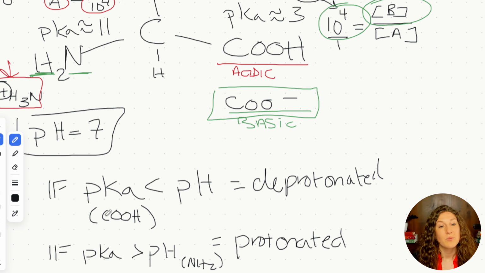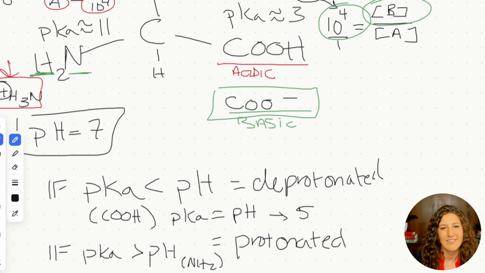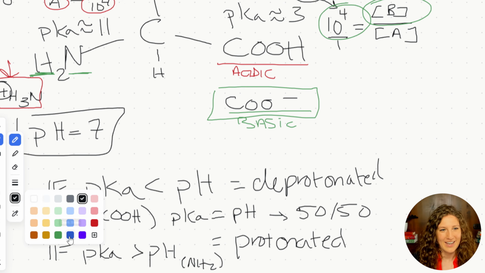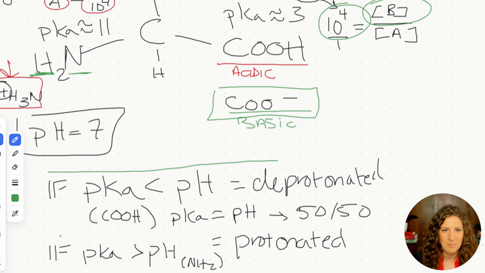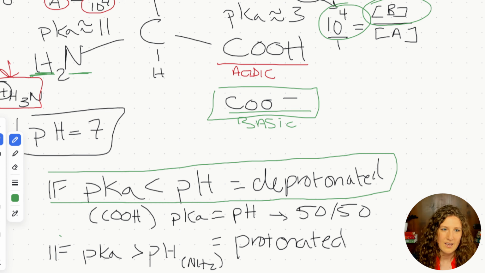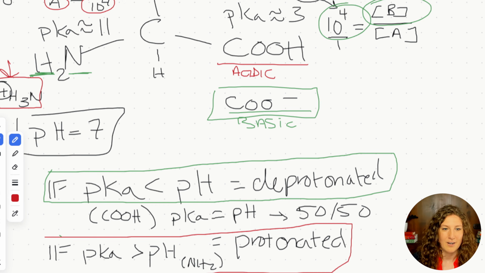All right, and this will work for pI as well. So if our pI is less than our pH, again, we'll be in our deprotonated form. If our pI is greater than our pH, we'll be in our protonated form. And of course, if our pKa is around equal to our pH, then we're going to be about 50-50 protonated and deprotonated. I'll go ahead and circle those here in our colors. So remember, base form will predominate if our pKa is less than our pH, and acid form will predominate if our pKa is greater than our pH.